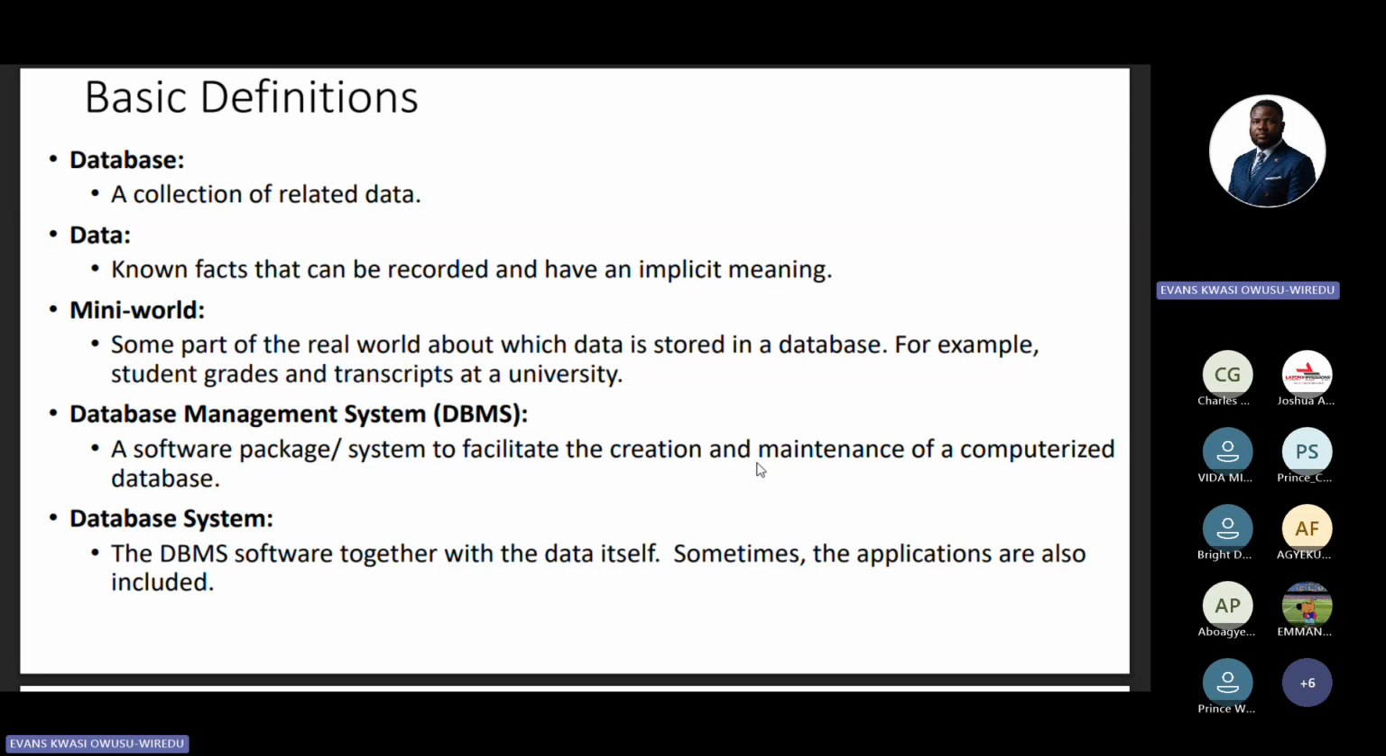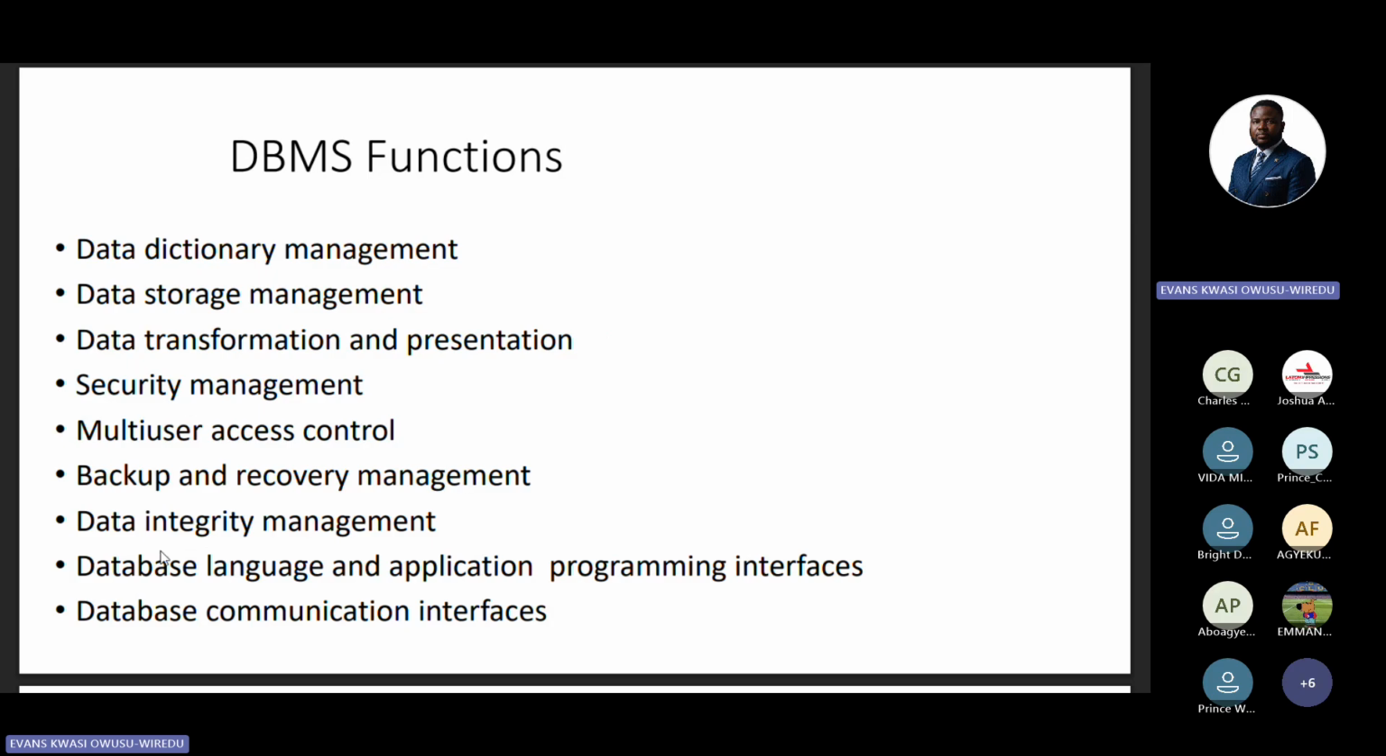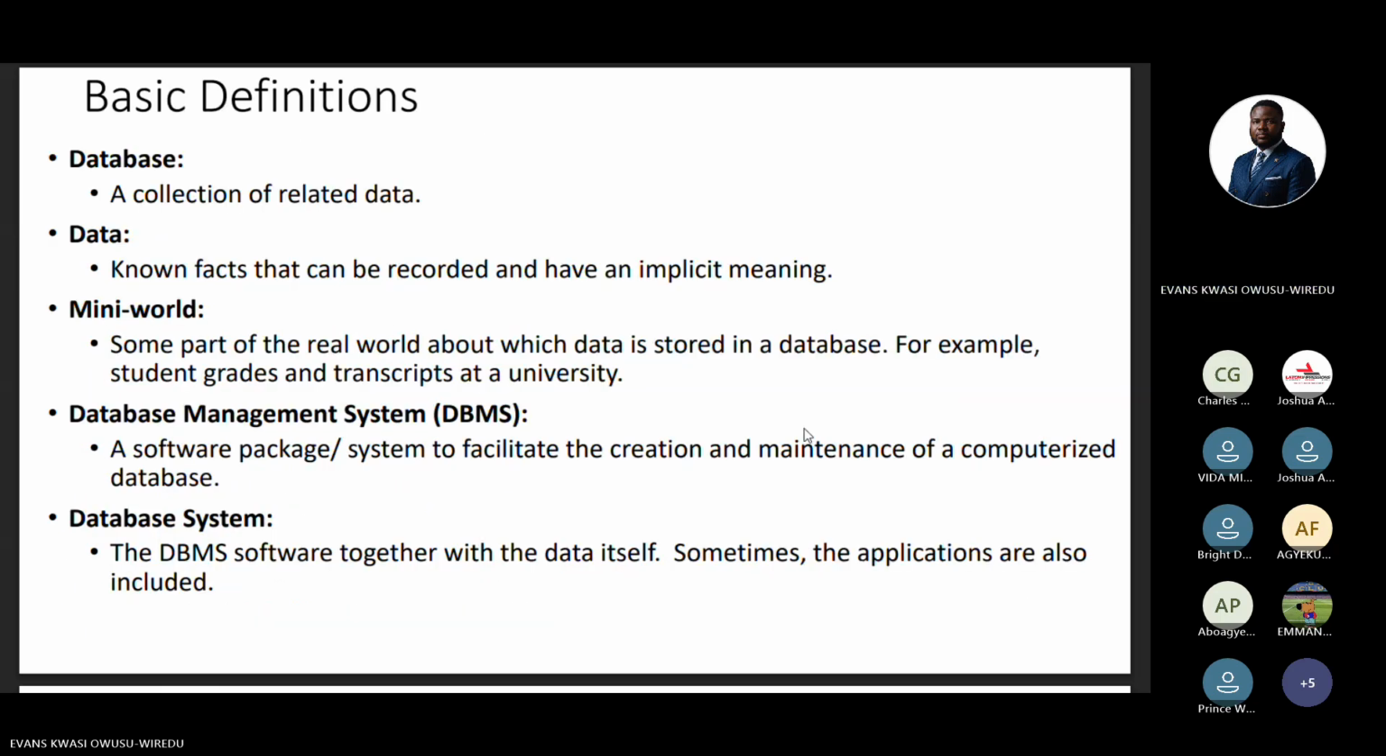Where is the previous slide? You see why one of the functions included here, the last but one, is database language and application programming interfaces. It's a feature that you must have for the developers so that they will be able to use it to also create different programs for different organizations, right? So a software to facilitate the creation, so it must be able to create and be able to maintain, which is the work of the what?